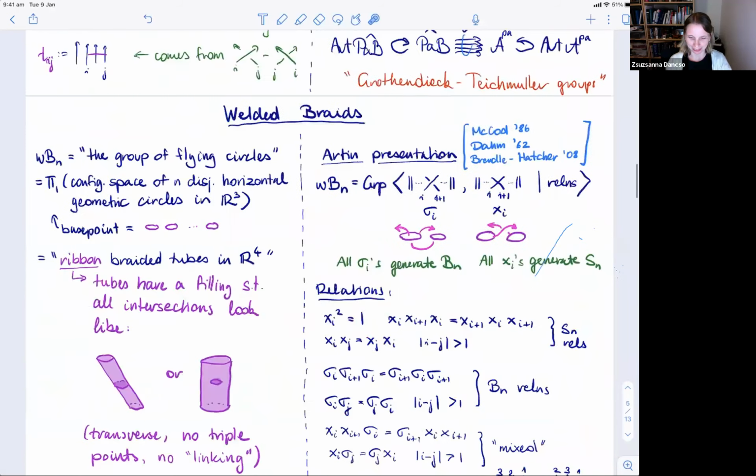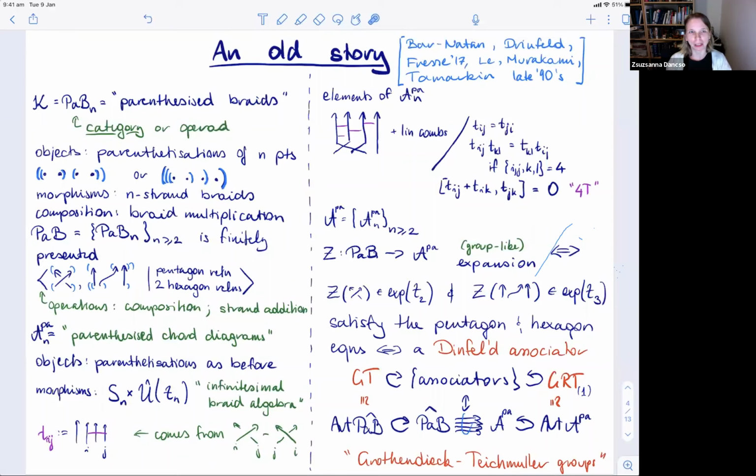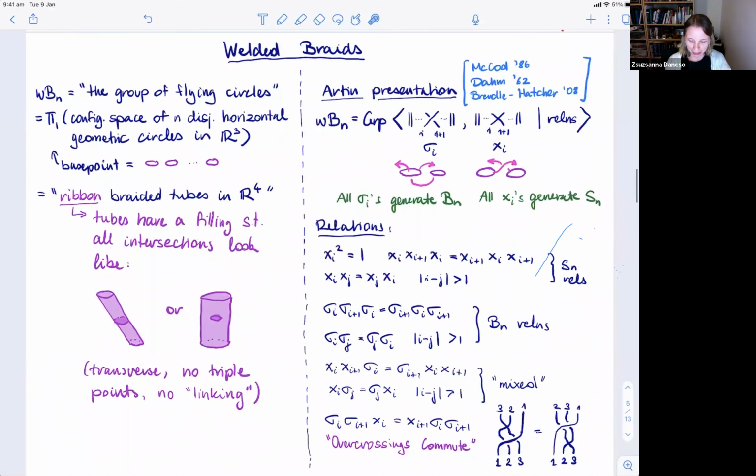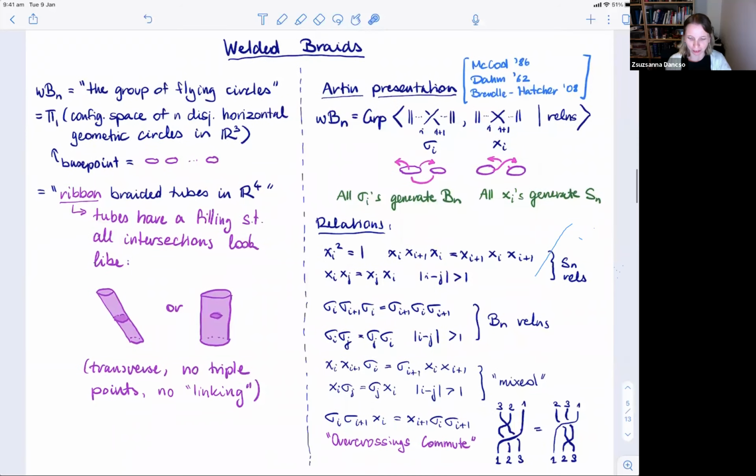All right. So that's an old story, and the new story that I wanted to tell you about is kind of parallel to this, but studying a more complicated structure. To get to that structure, I'd like to take a few steps. I'd like to start with welded braids because they are a bit easier to explain, and then we'll go to welded tangles and welded foams and the Kashiwara-Vergne equations.